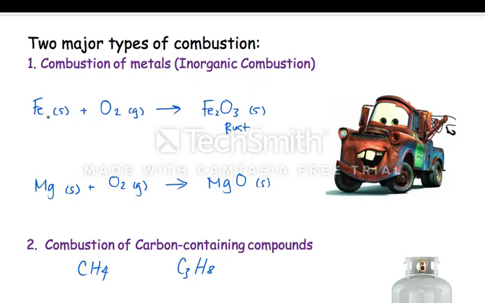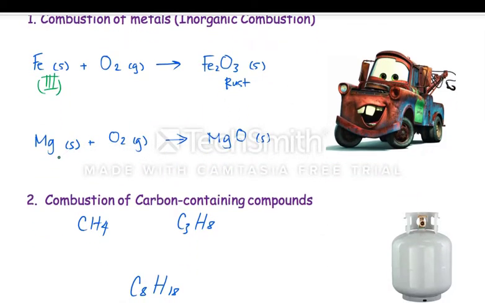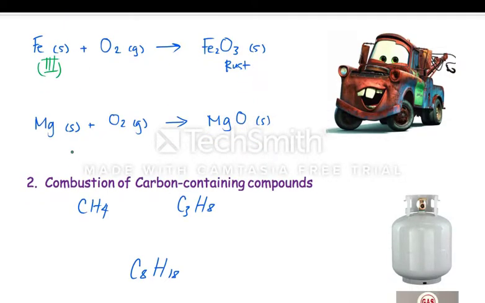Now here we have Fe, and this Fe is 3. So we have Fe3, and this is a metal. Whenever it reacts with oxygen, it produces Fe2O3 or rust. Now another example, magnesium plus oxygen makes magnesium oxide. Now these metals have both combusted in oxygen to form the oxides.